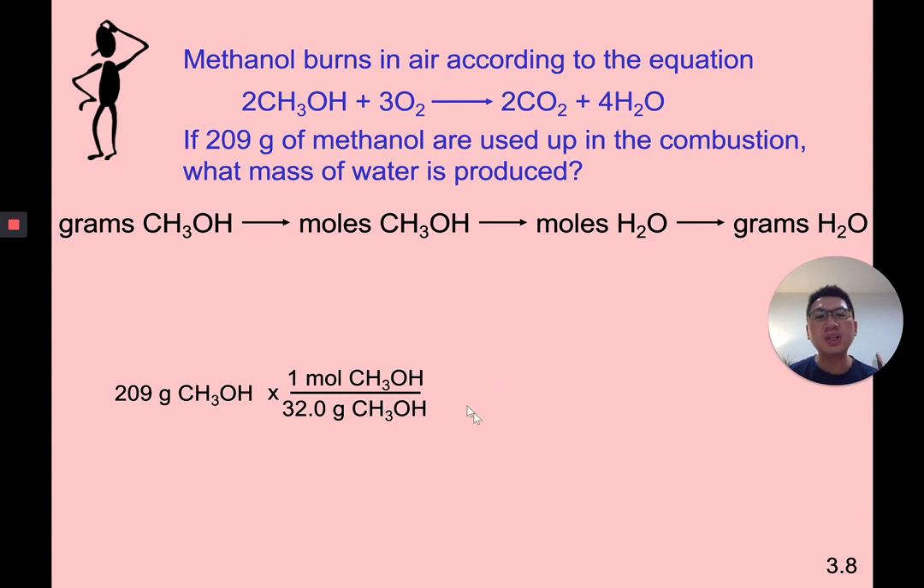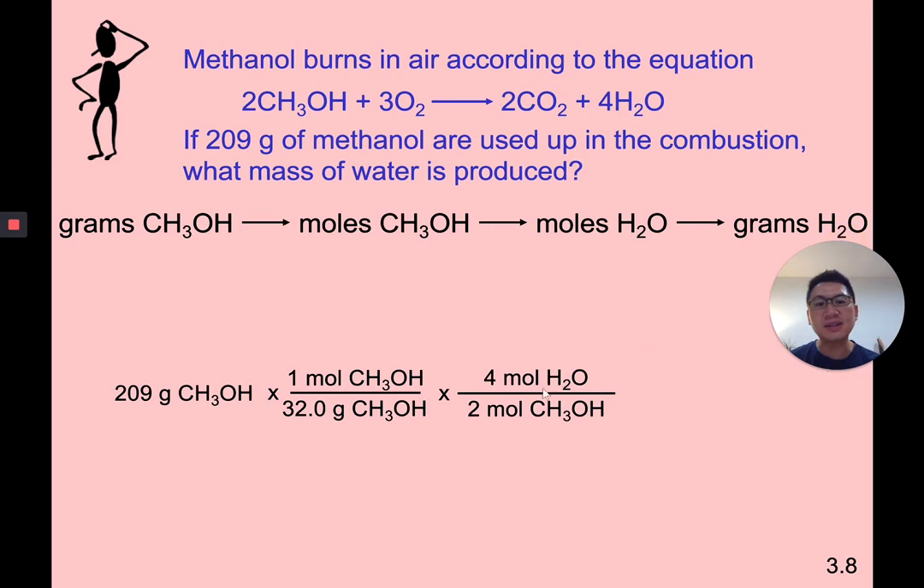But where should I put the methanol? On the top or bottom for the moles of methanol to cancel? Well, if I want the moles of methanol to cancel, I'm going to have to put the moles of methanol on the bottom. 2 moles of methanol on the bottom makes 4 moles of water on the top. The reason I do that is so that I can eventually cancel out the moles of methanol.